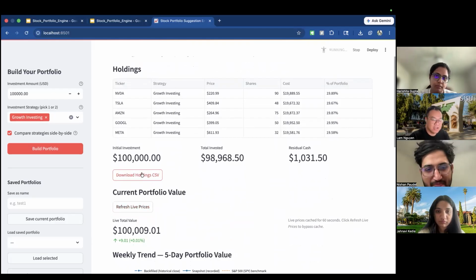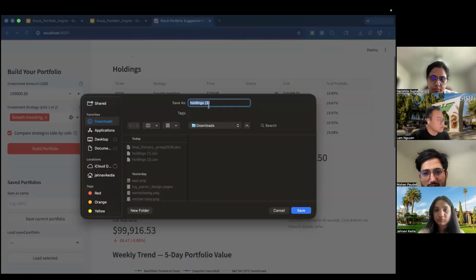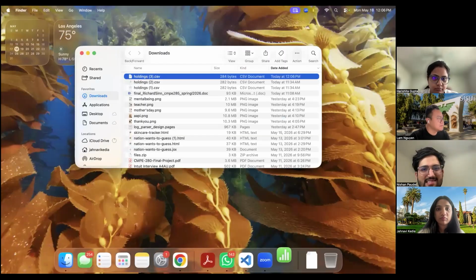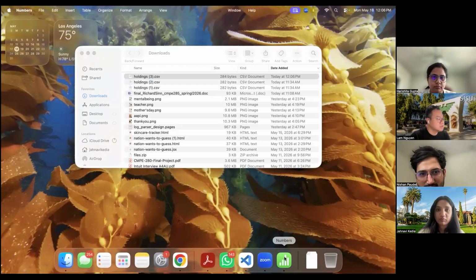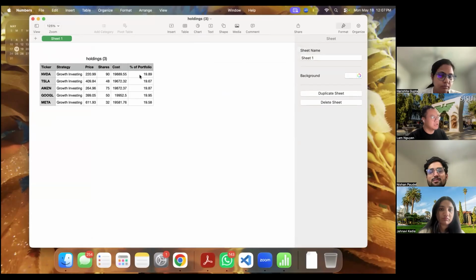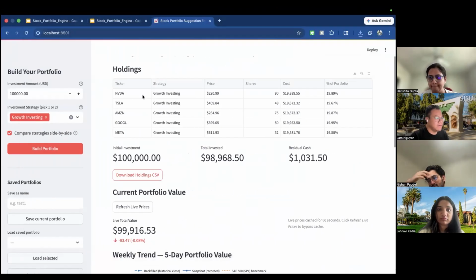Can you scroll to the download holdings CSV button and then click it? Okay, so we have the holdings file, and now we are going to open it to verify it. It's opening right now, so we can see the tickers column, strategy, price, shares, cost, and percentage of portfolio. We can see Nvidia, growth investing, price of 220, 190 shares, cost of 19,000, and almost 20% of the portfolio. So we can re-verify it on our website. We can see the ticker Nvidia, same growth investing strategy, the price 220, and about 20% of the portfolio.